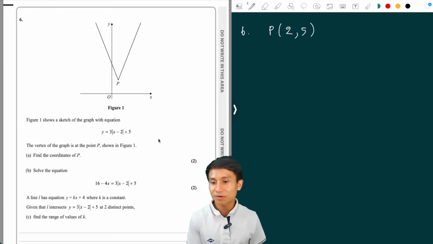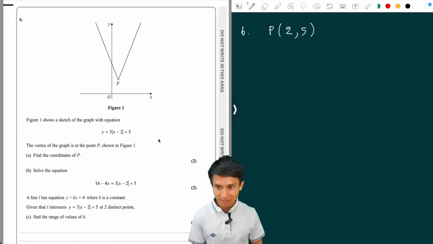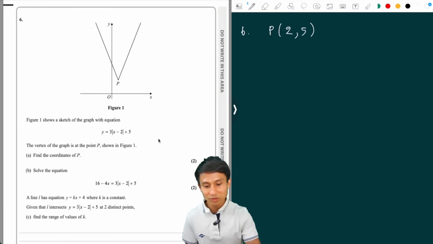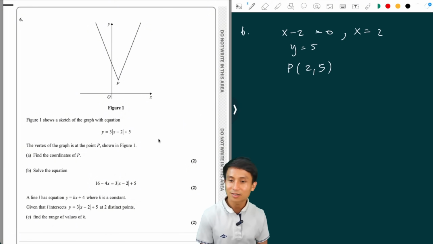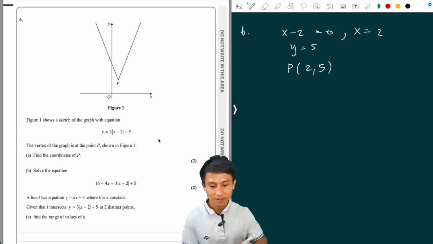Didn't have to write anything because it's just, wait, hang on, it's 2 marks here. I think that's fine. Well, we can show some working, right, just in case. So I'm just going to do x minus 2 equals 0, so x equals 2. And then y equals 5, so coordinates of P would be 2, 5 there. That's it, just to explain that. And that's part A.